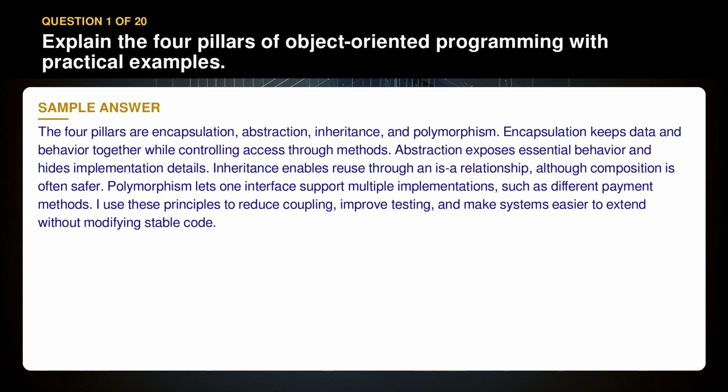Inheritance enables reuse through an "is-a" relationship, although composition is often safer. Polymorphism lets one interface support multiple implementations, such as different payment methods. I use these principles to reduce coupling, improve testing, and make systems easier to extend without modifying stable code.